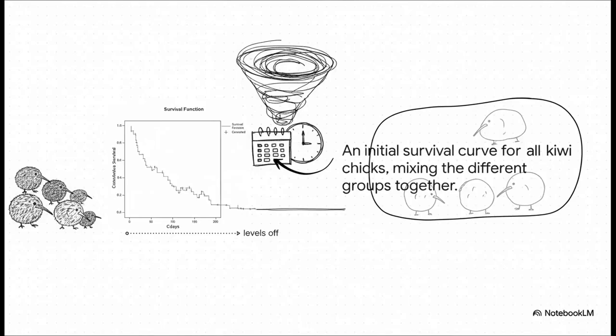Researchers there were trying to figure out the survival rates of young kiwi chicks. Okay, so this is their first Kaplan-Meier curve. It's showing the survival probability for all the chicks just lumped together over 180 days. You see that steep drop at the beginning, and then it kind of flattens out. But to be honest, this view isn't super useful. It's the same problem as our drug trial. It's just a big, messy average of everybody.